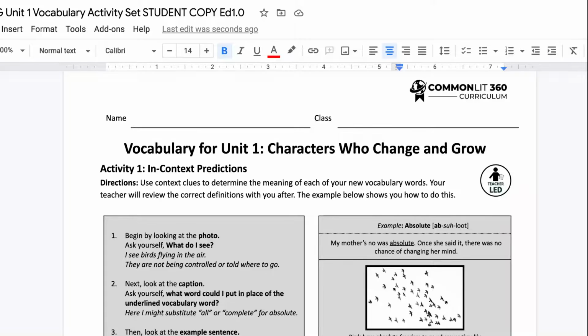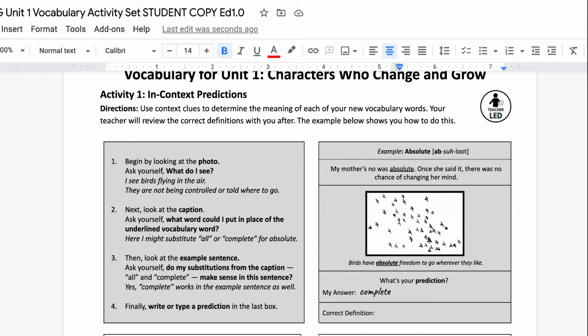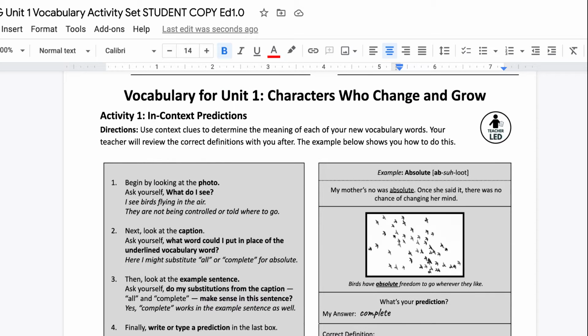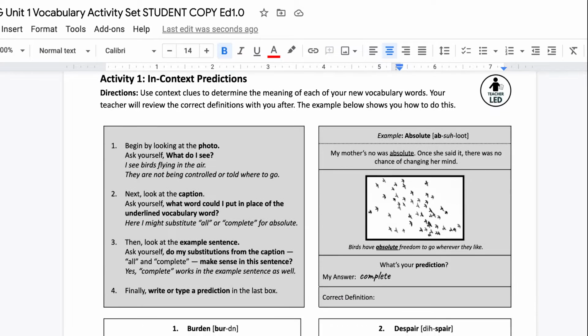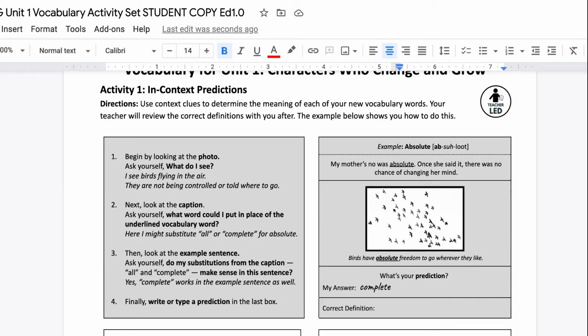Okay, so what we're going to do is continue with our vocabulary practice for Unit 1. You should have the first activity completed already, unless you were absent from school. So this is your opportunity to check your work, and if you were absent, to fill in the information that you missed. The first activity is to practice using our context clues.